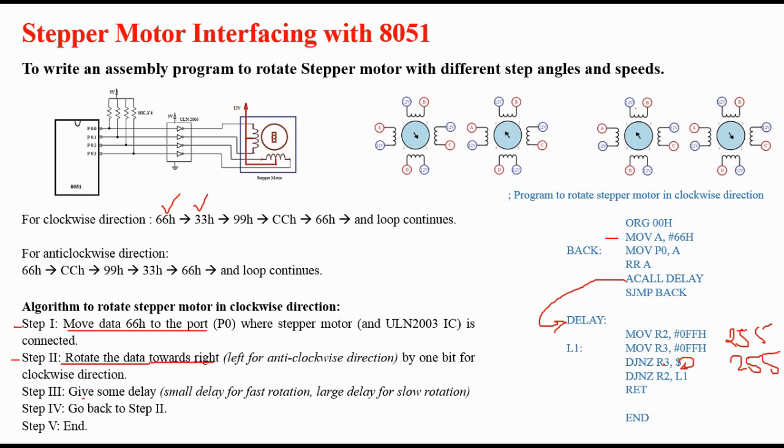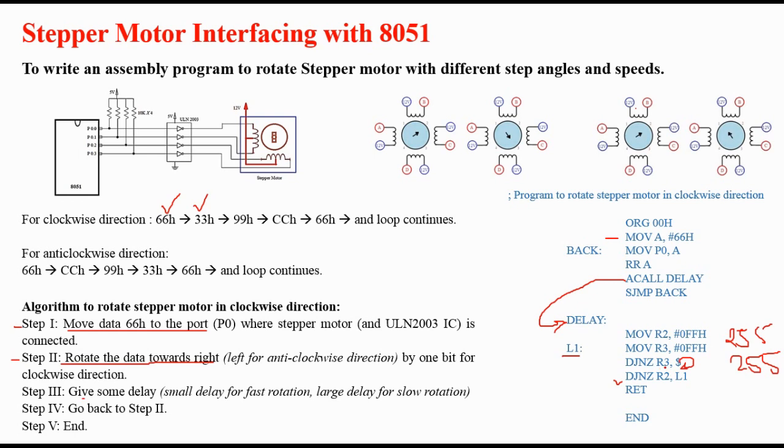If the content of R3 is 0, then the DJNZ does not jump, so come down. DJNZ R2, L1. The content of R2 was FF, now it will become FE, meaning 254. The content of R2 is not 0, so jump to L1. The pointer will jump to L1. Again R3 will get reloaded. Again the same instruction will get executed till the content becomes 00.